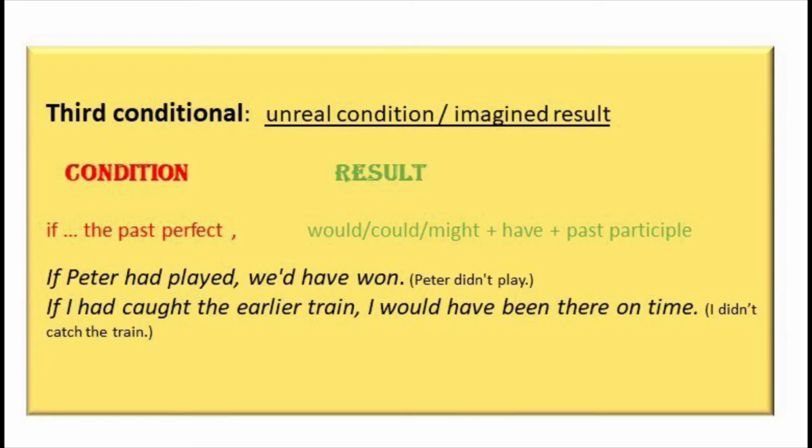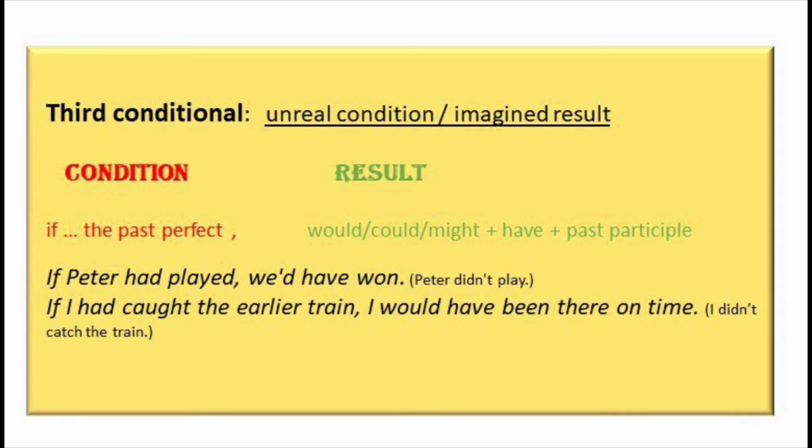The third conditional, we've got some examples like this. If Peter had played, we'd have won. Peter did not play. If I had caught the earlier train, I would have been there on time, but I did not catch the train, so I could not get there on time. So that's the result of that condition.